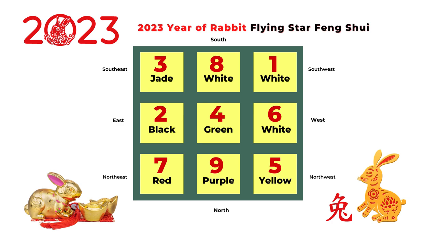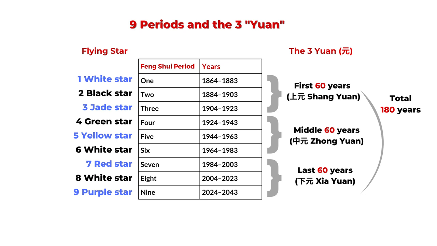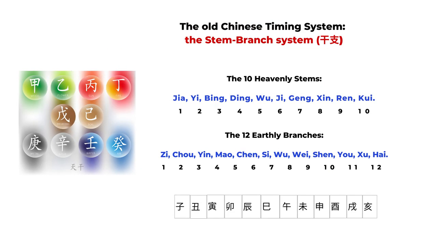It's actually very simple. Let's start with some basic theory. What are the nine feng shui periods and the corresponding nine stars? Before that, we should know the basic timing system in ancient China. You probably know about the 10 heavenly stems and 12 earthly branches. We talk about that a lot.